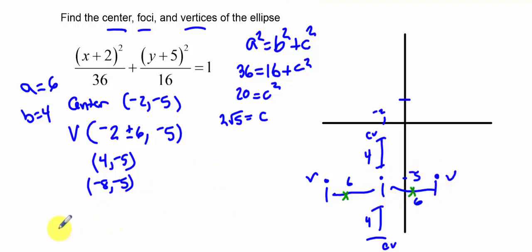So if I want the focal distances, I know they're again 2 root 5, and if I move horizontally from the center coordinate of the x, left and right 2 root 5, I will get to my focal point, and we're not going to change that to decimals.